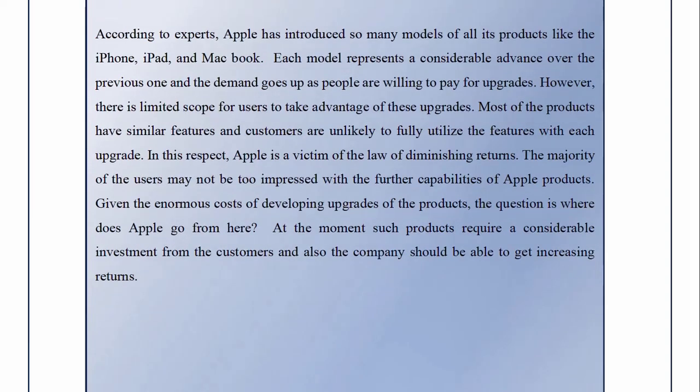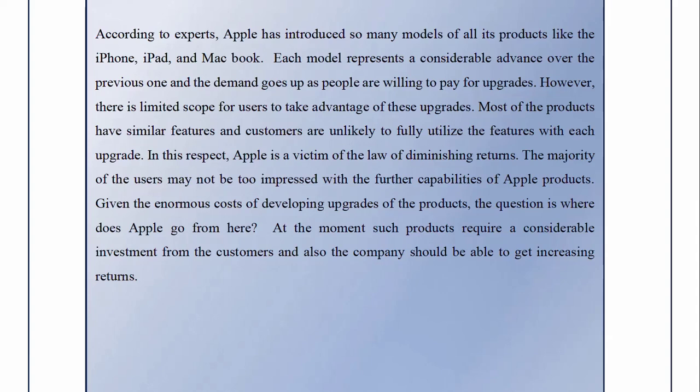According to experts, Apple has introduced so many models of all of its products like the iPhone, iPad, and MacBook. Each model represents a considerable advance over the previous one, and the demand goes up as people are willing to pay for upgrades. However, there is limited scope for users to take advantage of these upgrades. Most of the products have similar features, and customers are unlikely to fully utilize the features with each upgrade. In this respect, Apple is a victim of the law of diminishing returns.